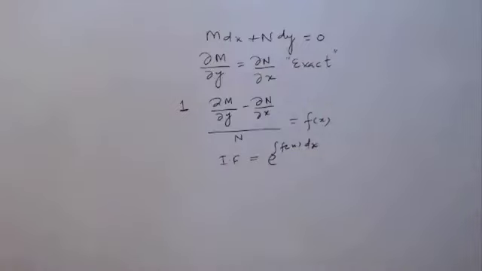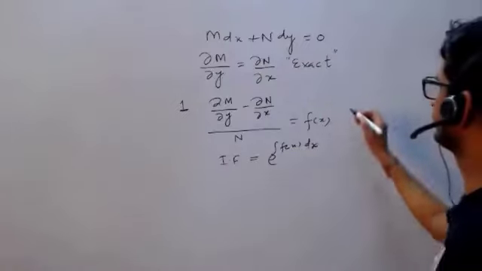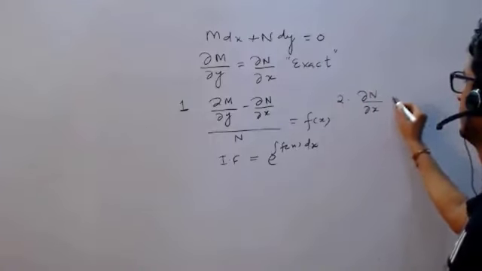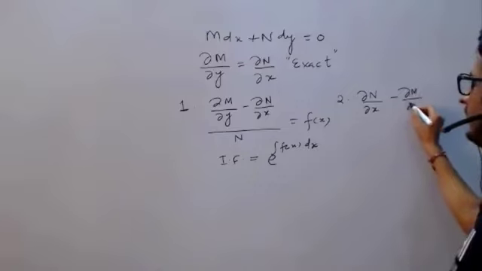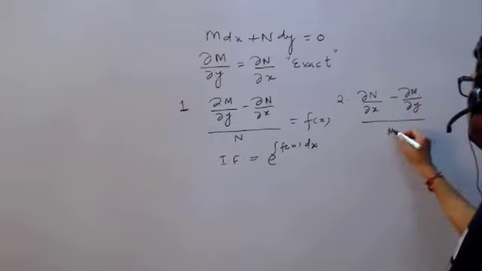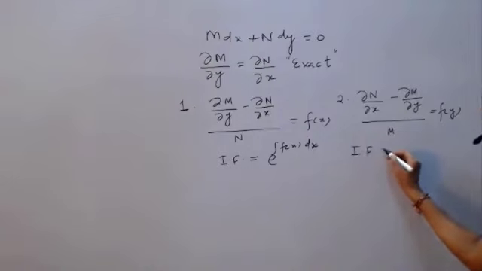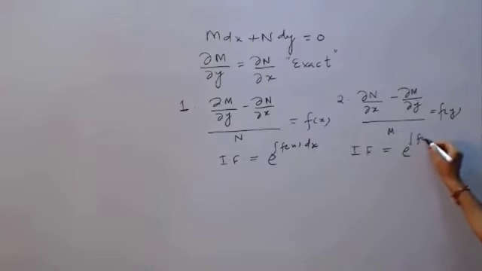The second case is if del N by del x minus del M by del y, over M, is purely a function of y. If this is the case, then we have the integrating factor e to the power integral f(y) dy, and if I multiply it with this, then our equation will become exact and we can solve it.